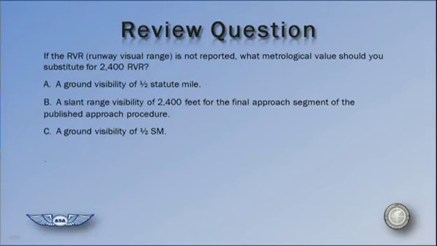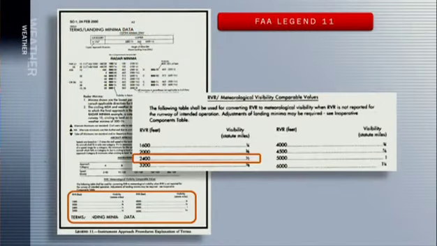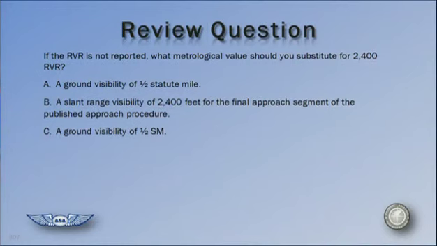If the RVR, runway visual range, is not reported, what meteorological value should you substitute for 2,400 RVR? Which of these is correct? In order to arrive at that, we're going to have to look at a legend here. And we can zoom in, as we do, and show that, in fact, 2,400 feet RVR is a half statute mile visibility. Go back to our question, which one's correct?